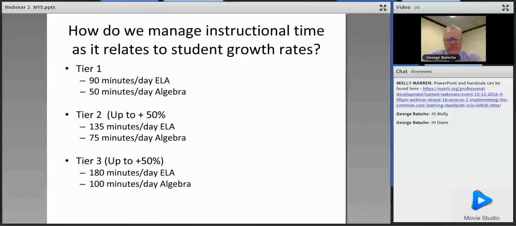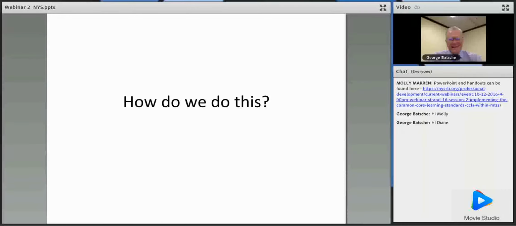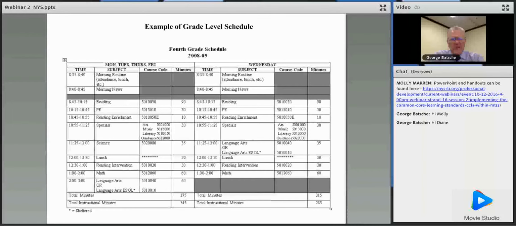So if a student in the 4th grade is a year behind in reading, let's say, that student needs at least tier 2. They need 135 minutes a day. If they are 2 years behind in 4th grade, they're going to need tier 3, 180 minutes a day. And without that, they may be able to improve, but not close the gap. And when we start talking about the tiers, we'll get into instructionally what that looks like. So the question is, how do we do this?